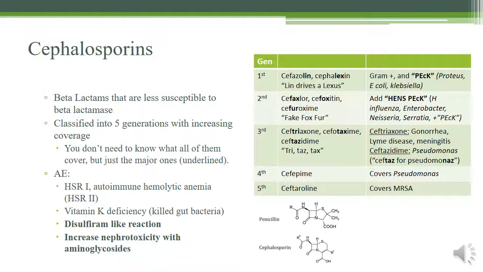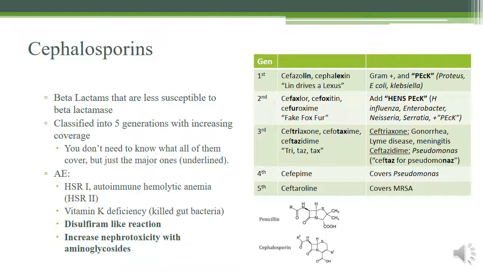Now, cephalosporin is a large group, and they have different generations, and you have to learn which one of the cephalosporins are in which generation. They're pretty much beta-lactams that are already less susceptible to beta-lactamases, so you don't have to add clavulanate to them. And they work really, really well when you go higher up in the generations. You don't need to know all of them, just the major ones.